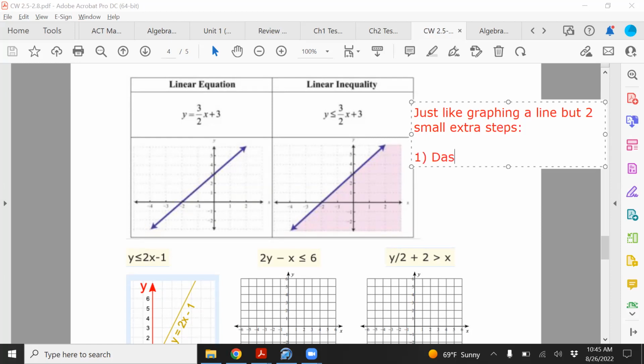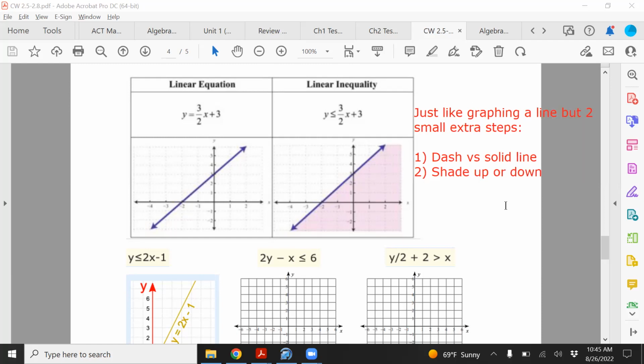Dash versus solid line. Shade up or down. It's a vertical line. That's all it is. You just graph like with a line, but dash versus solid, or shade up or shade down.